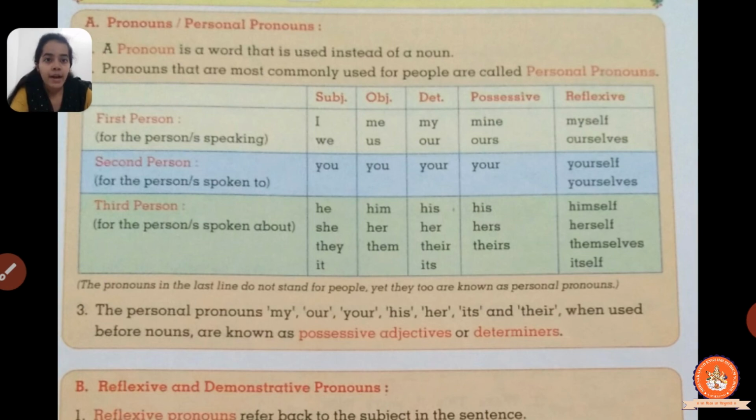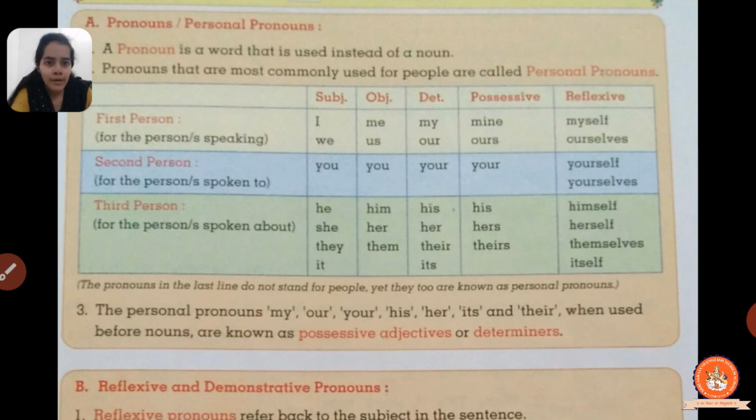All right. Now for the second person. In second person, subject and object remain the same whether it is singular or plural: you. In the same way, the determiner and possessive also remain the same whether it is a single person or more than one: your. And for reflexive pronoun, yourself for a single person, and if it's in a plural form, then we will use yourselves.